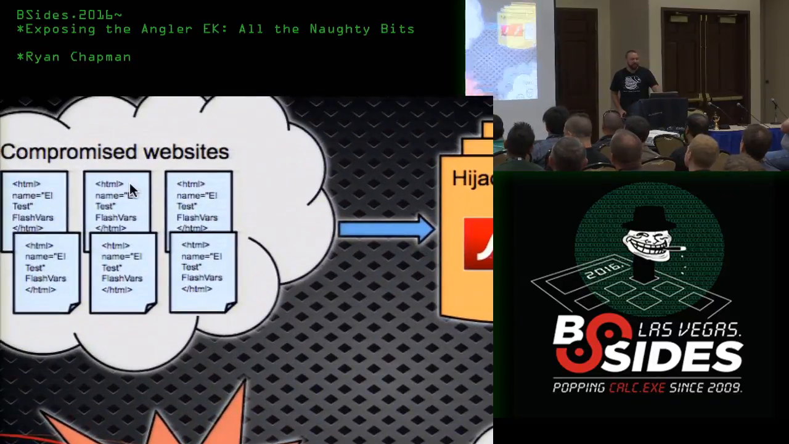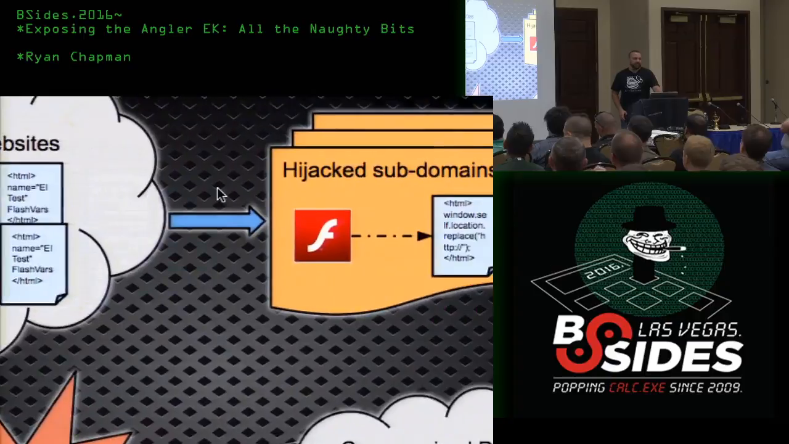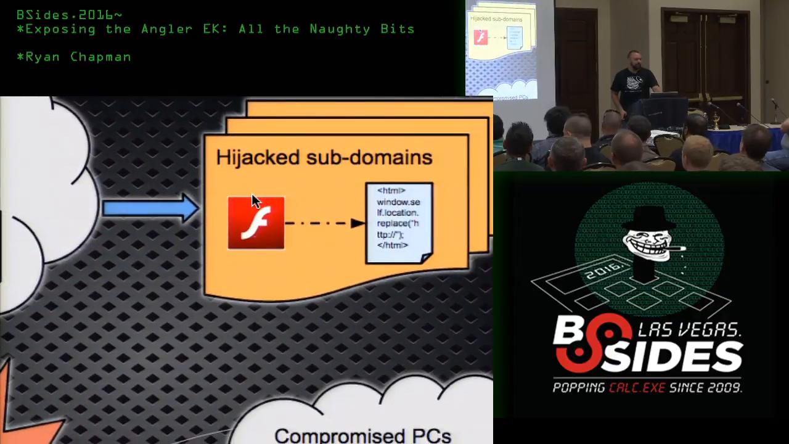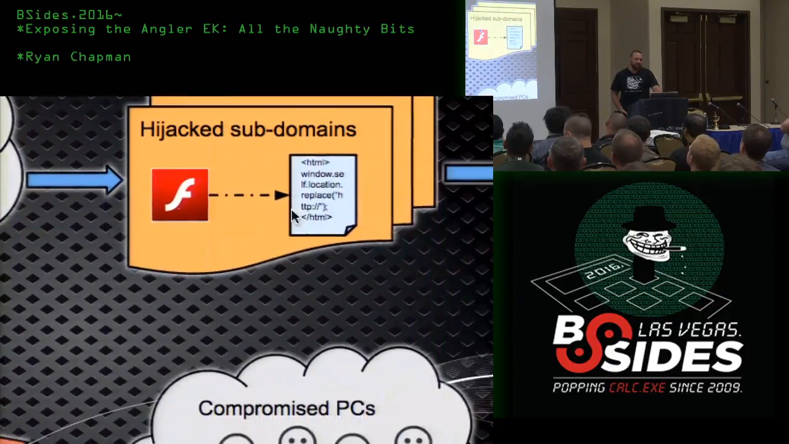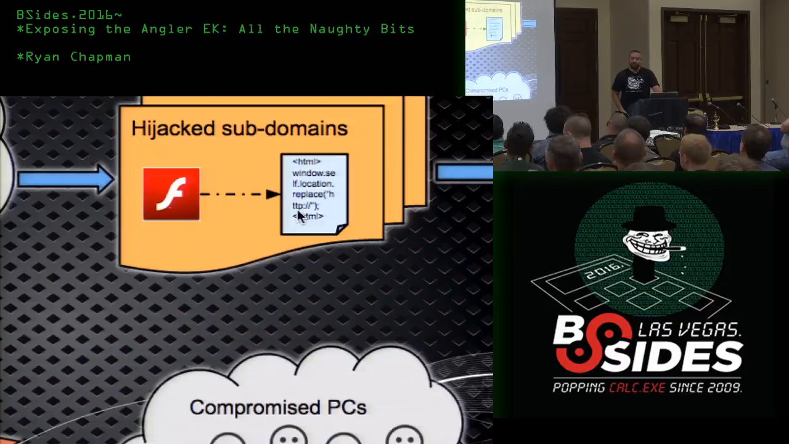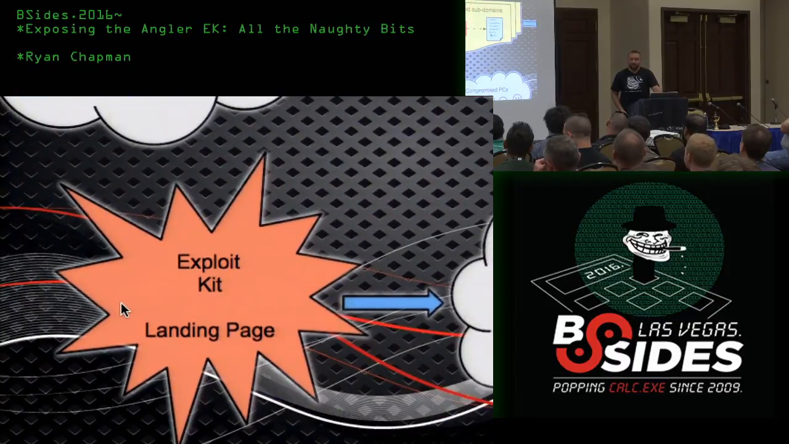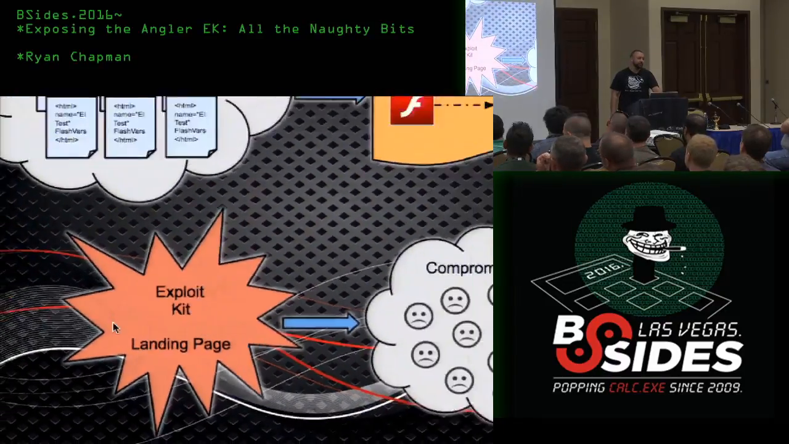So what happens is they compromise a web page, and in that web page they inject some code. That code links to a Flash file. That Flash file just creates some JavaScript. The JavaScript switches over to an HTML page. The HTML page then links to the actual landing page itself.